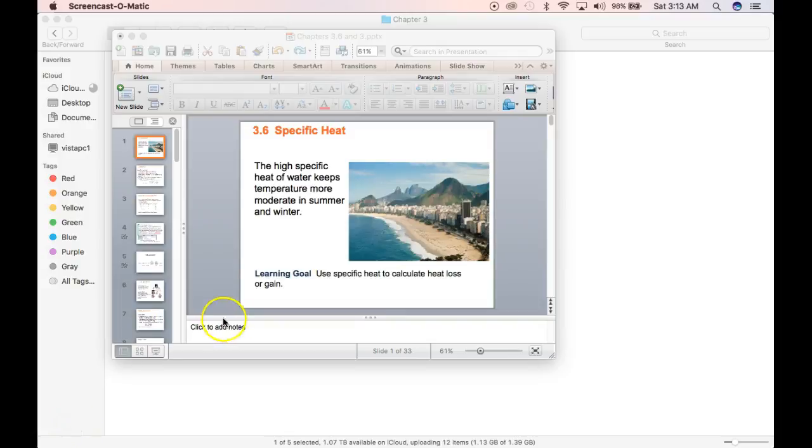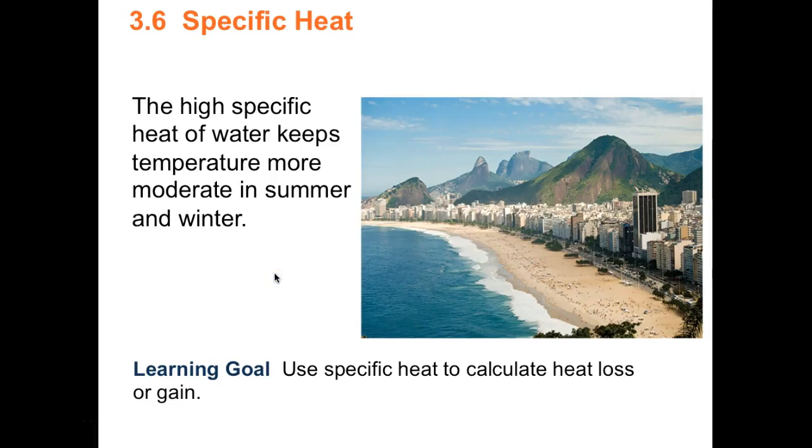In this video, we're going to continue with the last two sections of chapter 3. So that's 3.6, which deals with specific heat. And then we'll look at the energy calculations in a heating and a cooling curve when we come to section 3.7, right? So what is specific heat?